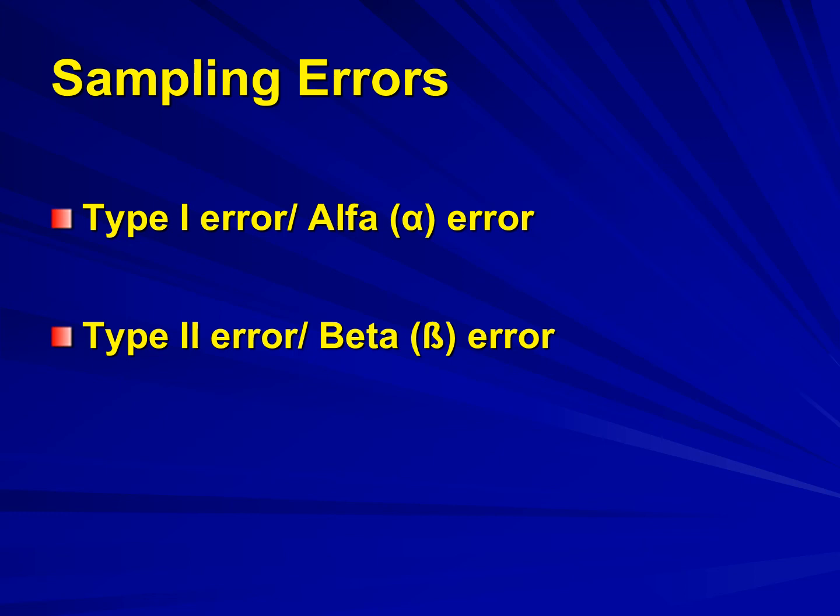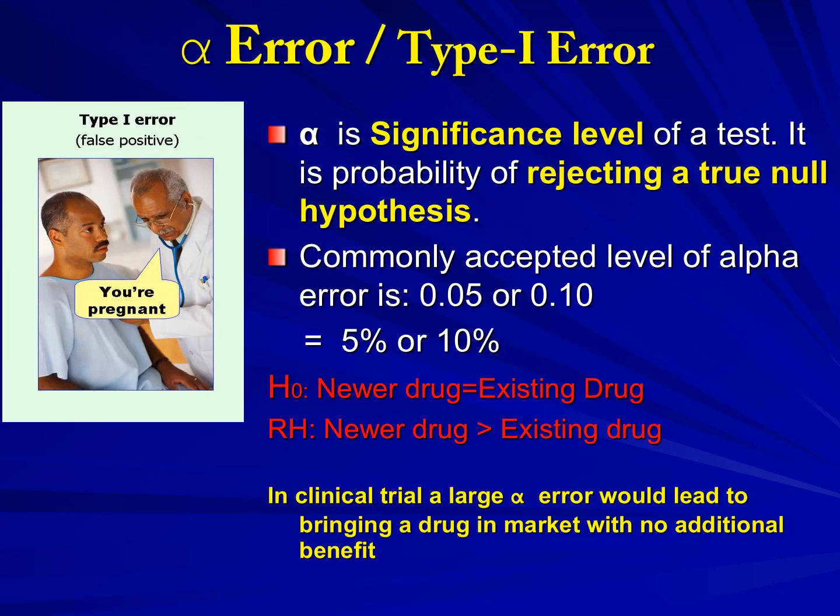Now let's understand about the sampling errors. There are basically two types of sampling error. First is called type 1 error, which is also called alpha error, and second is type 2 error, which is also called beta error. Let's understand in more detail with the help of an example. Let's understand the type 1 error or alpha error, which is also called significance level.